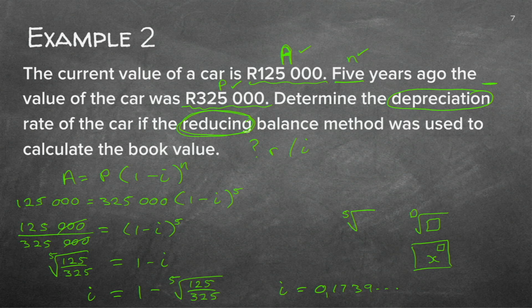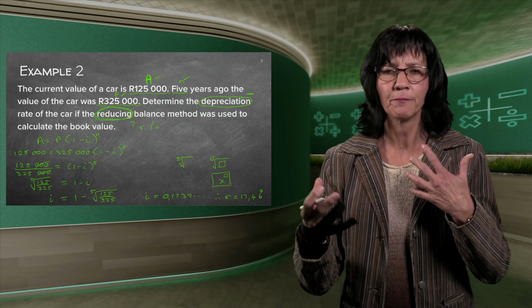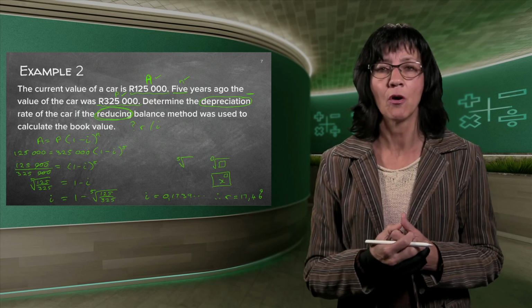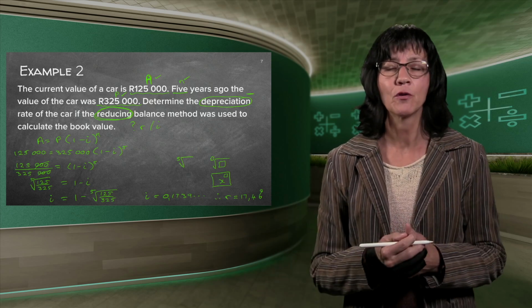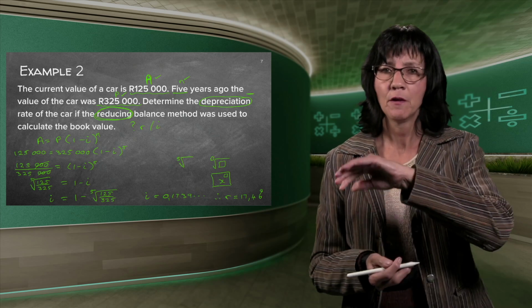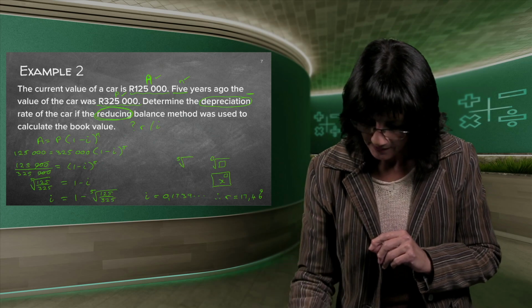But remember, I need to give the answer in a proper format. I need to say the interest rate was 17.4%. So now only I round off after I've written it in the proper ratio format. The I is not that good to relate to in normal real life terms, so rather I will do the R is 17.4, and then you only round off the final answer, which is the R. And for rates, we always round off to 1 decimal. For all rands and cents, we always round off to 2 decimals. Good.